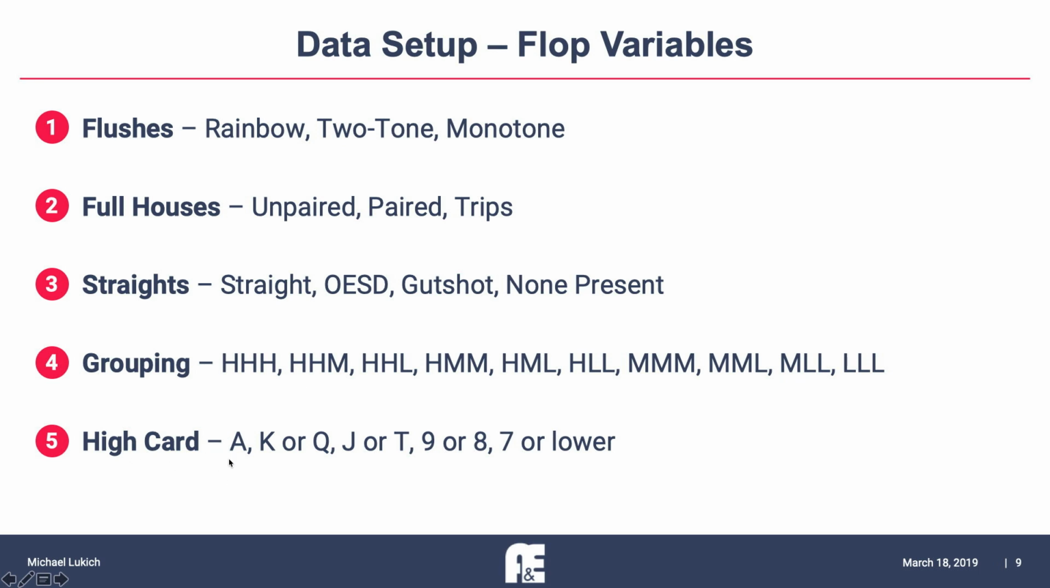And then finally, I looked at what is the actual high card on a board. So I pulled out aces separately. I grouped kings and queens together, I grouped jacks and 10s together, I grouped 9s and 8s together, and I grouped anything 7 or lower together.